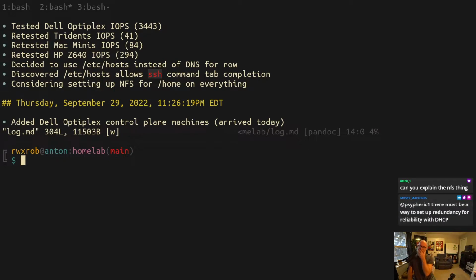Network file storage, remote file storage, redundancy for reliable with DHCP. Yeah, I agree. Yes. If you're going to use DHCP in an enterprise environment, I would definitely have one or more servers for DHCP if you can set up redundancy. I don't know how that would work, but you could definitely do it.